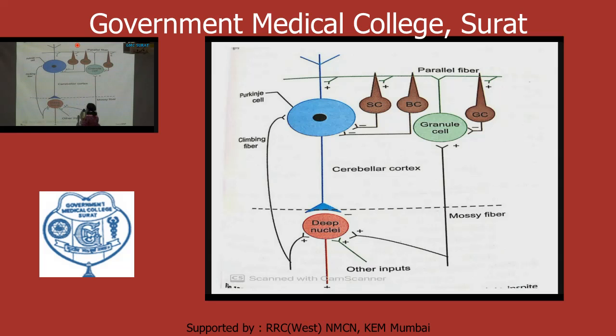And they also receive some other inputs which are excitatory, that is monoaminergic neurons, then serotonergic neurons, and some other neurons, they also send their excitatory inputs to deep nuclei. And the inhibitory input to deep nuclei is only one, that is via Purkinje cells. Next.